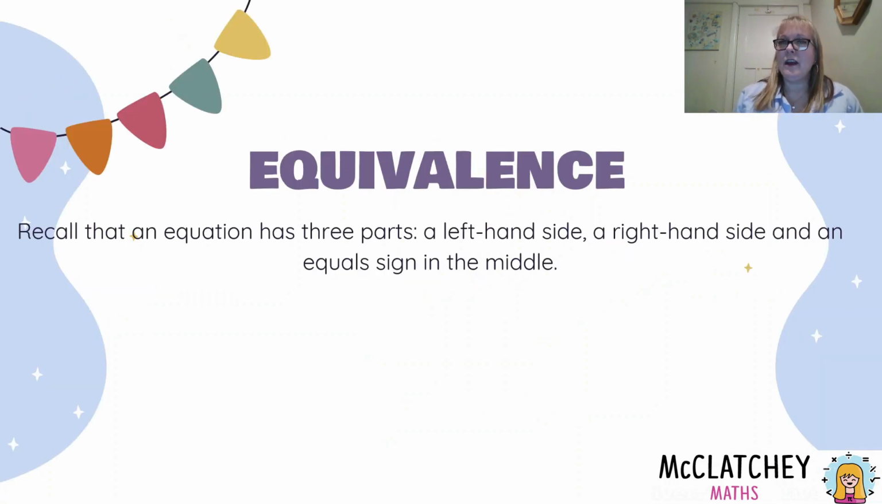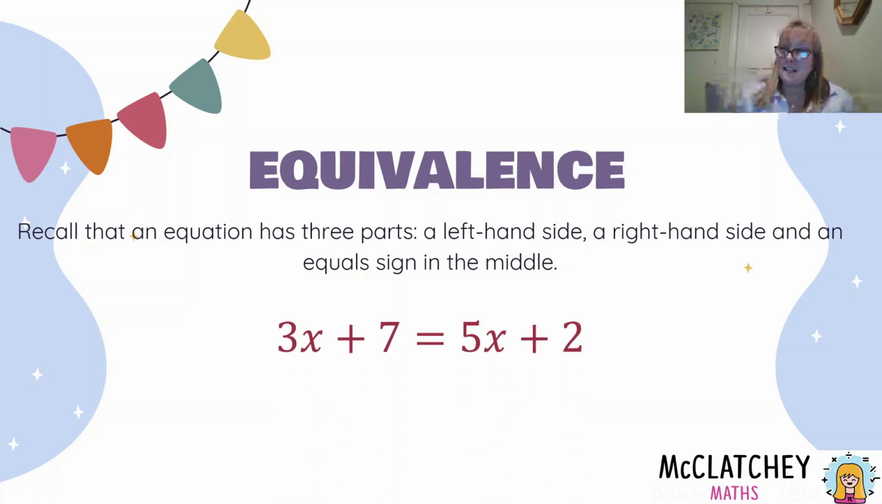So firstly, this idea of equivalence. We get the word equivalence from the word equal. So you would recall from our previous video that an equation has three parts. We've got a left-hand side, a right-hand side, and that equal sign in the middle. And here's an example of what an equation might look like. So we've got our left-hand side over here, our right-hand side here, and our equal sign. It's left-hand and right-hand according to where the equal sign is.